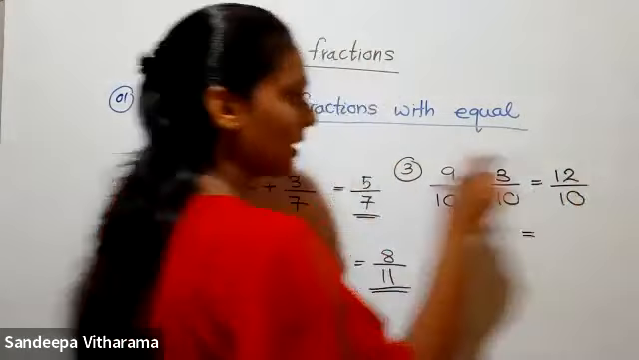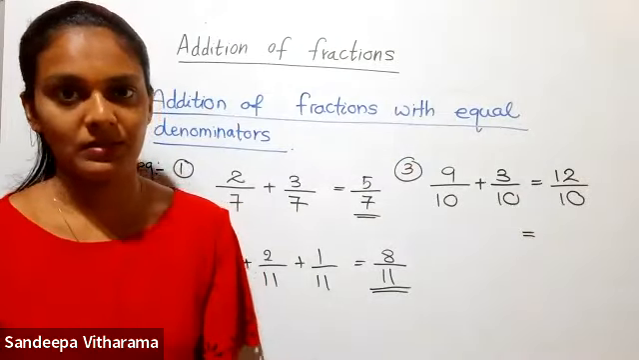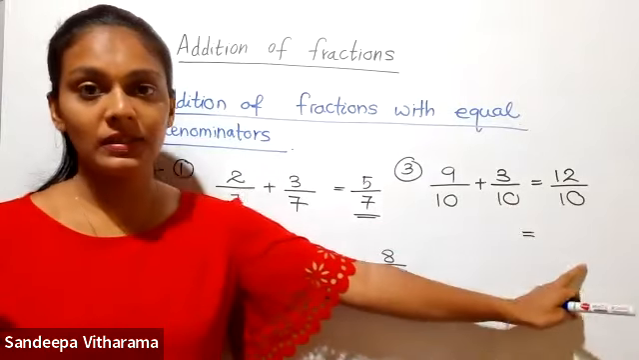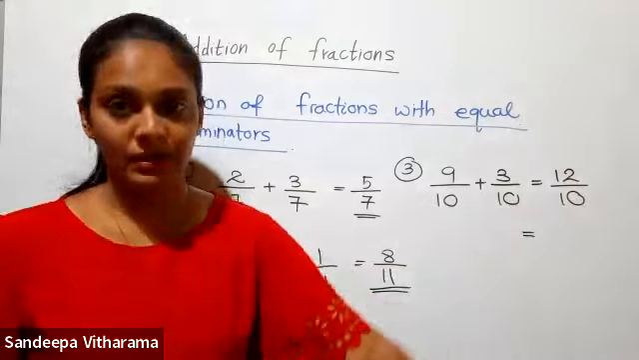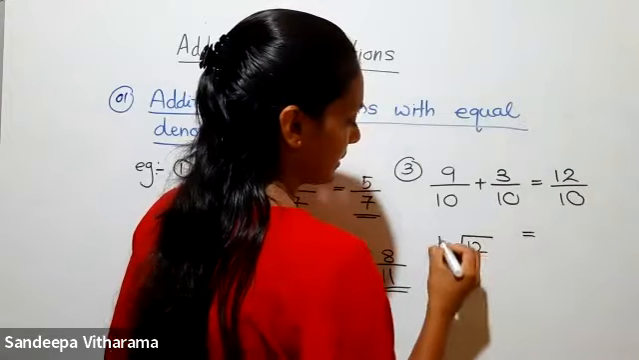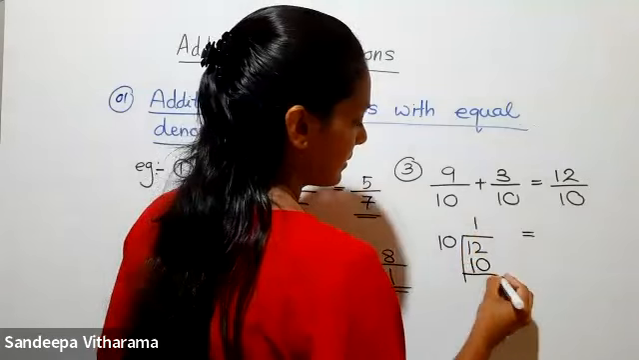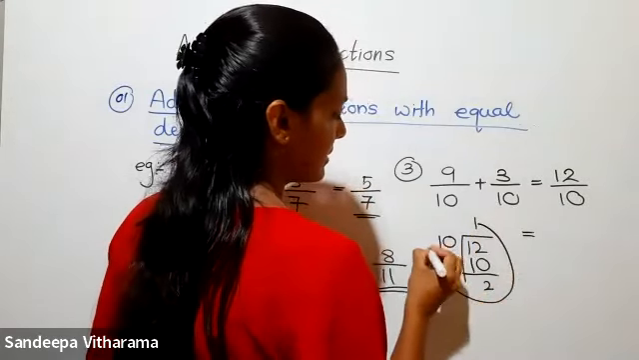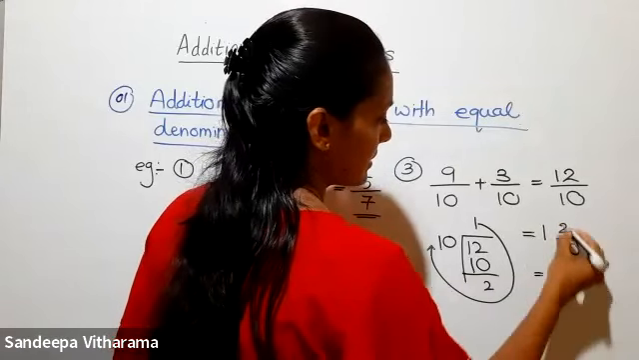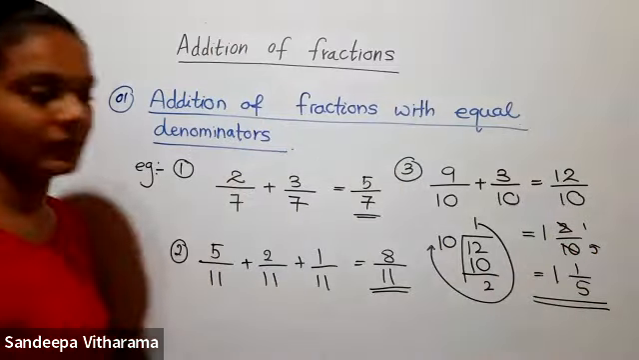Now you can see we have obtained an answer as an improper fraction. In this case, what you have to do first? You have to convert the improper fraction into a mixed number. So 12 divided by 10. How many tens within 12? 1 into 10 is 10, 2. So if you write this, it is 1 and 2 upon 10. And also you can see that the simplest form is 1 and 1 upon 5.